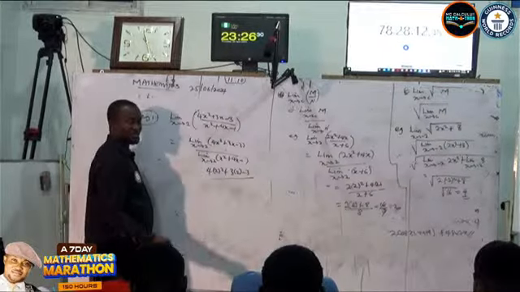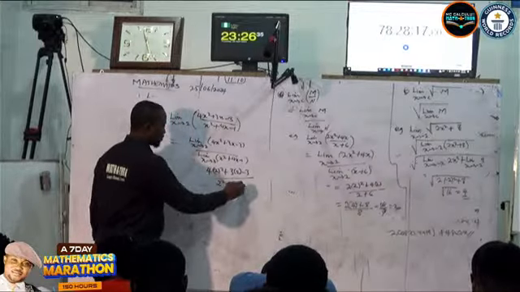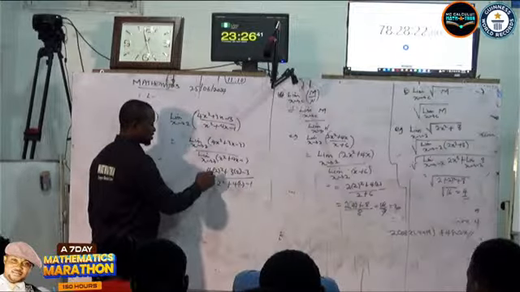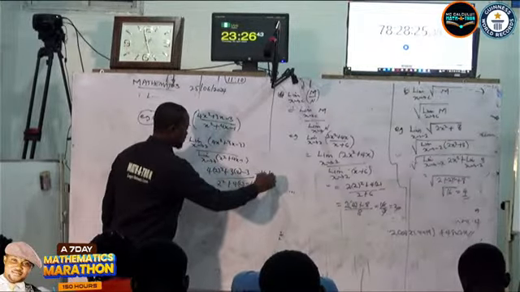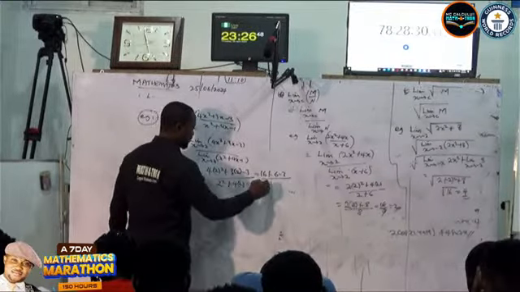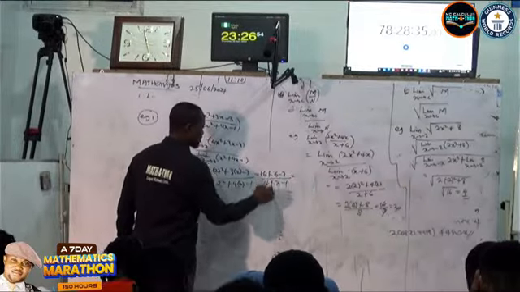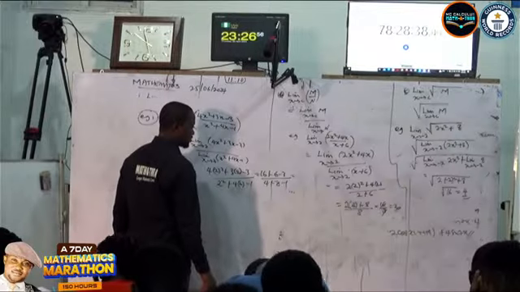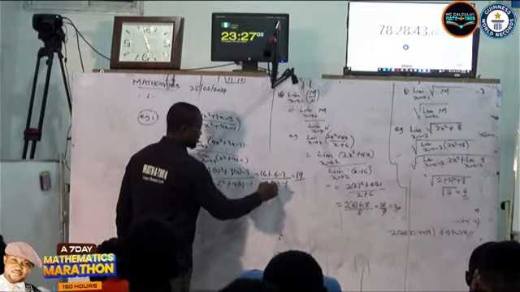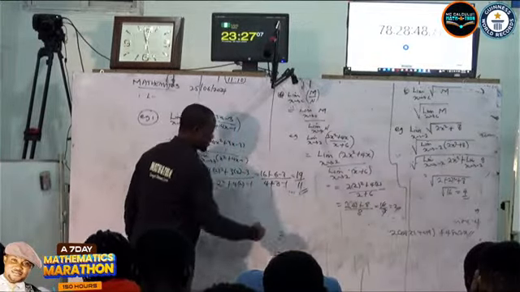Very simple. Do the same thing at the bottom. Put 2 here: 2 squared plus 4 into 2 minus 1. What is 2 squared? 4. 4 times 4, 16. It becomes 16 plus, what is 3 times 2? 6, minus 3, divided by, what is 2 squared? 4. 4 times 2, 8, minus 1. 16 plus 6, 22. 22 minus 3, 19. So 19 on top. 4 plus 8 minus 1, 19 over 11.